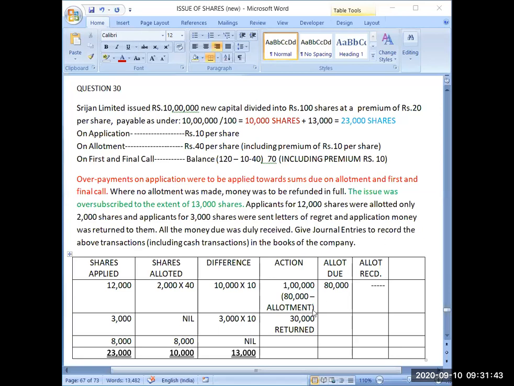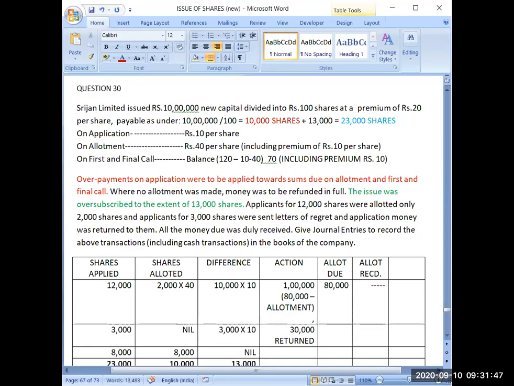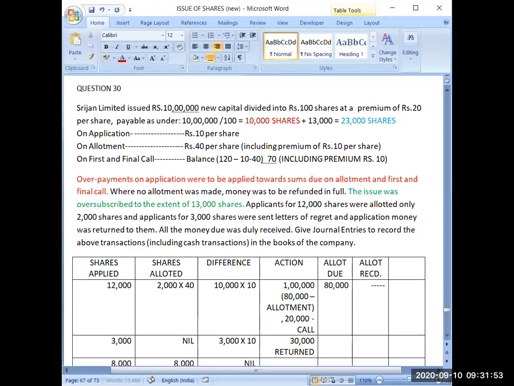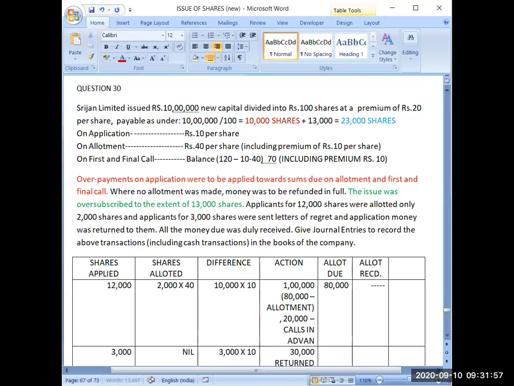So it means 20,000 will go to calls in advance. See, the question has authorized us. I have highlighted this sentence: you can use this money on calls. The question is saying that, so why will I return it?